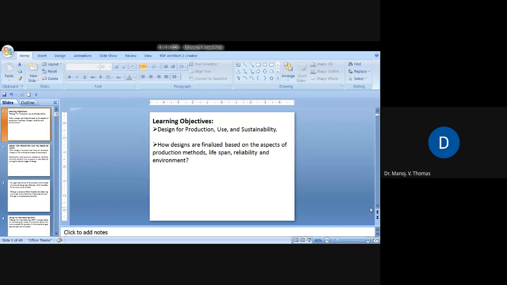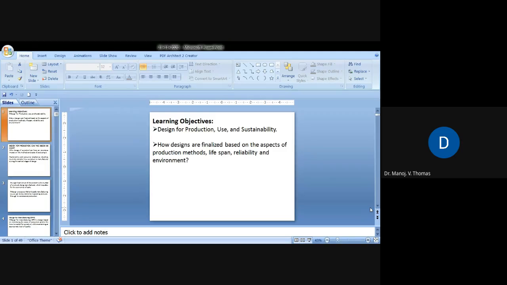Say, for example, the last example, you have designed some kitchen item. That particular design has to be converted into an actual product, isn't it? So the design team will develop the design, and that is given to the manufacturing section, and they will produce it, and then the products will be marketed. So here, while designing, we have design for production.